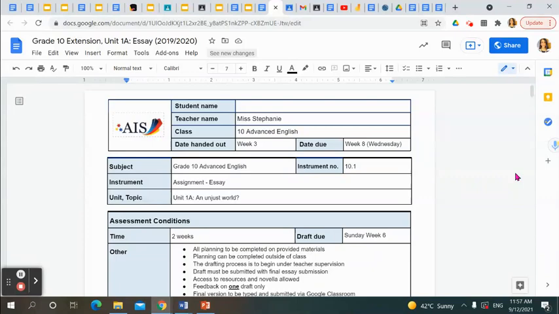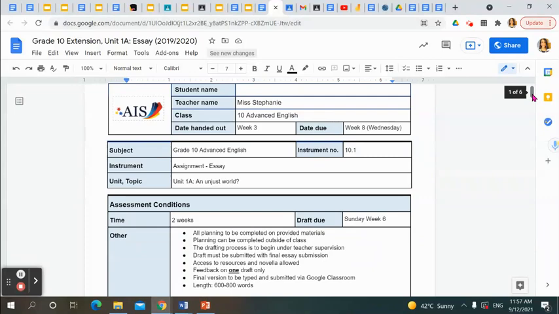what your first task is for this term. So we have spoken about this in class quite often, and I have mentioned it in the last 2 weeks. This is your first assessment task for this term. It's an assignment, and it's going to be an analytical essay, okay? So it is week 3 at the moment, and this is due on Wednesday of week 8. So if you can make a note of that in your calendars so that you don't forget. This is our first instrument for our unit, which is an unjust world, okay?